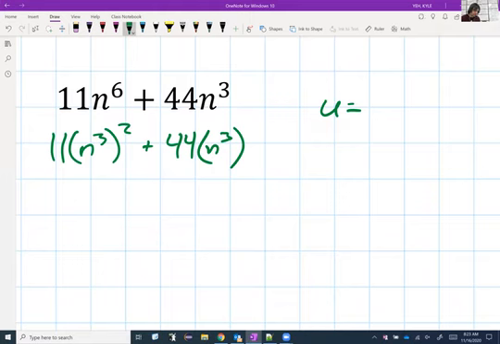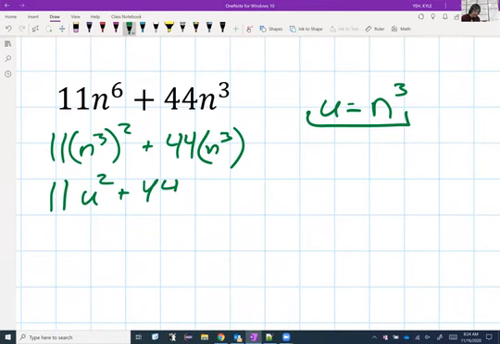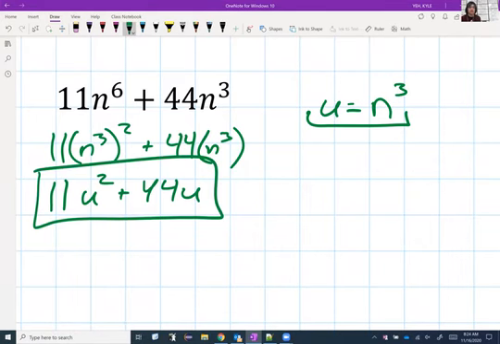And so I'm going to make my u equal n cubed. And so 11u squared, excuse me, plus 44u. And so that is in quadratic form, 11u squared plus 44u, because again, that degree here, n cubed, so 3, was exactly half of the degree there, n to the 6th.